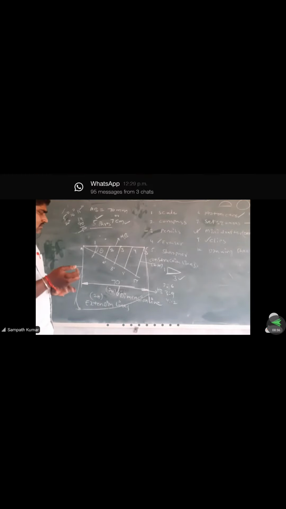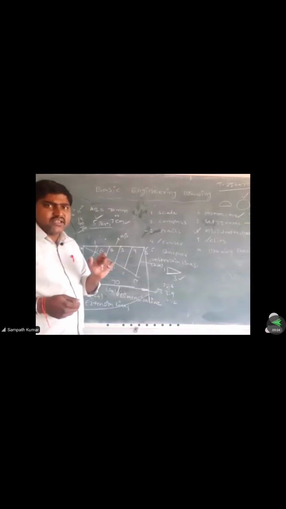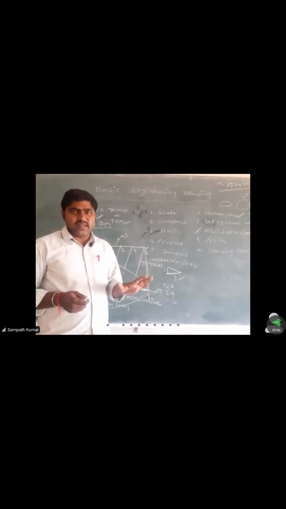Any doubt? Sir, once again tell, which is HB, which is 2H, and what is a line. We are disconnected, sir. Okay. What is a line? The shortest distance between any two points is called a straight line, or simply we can call it a line.